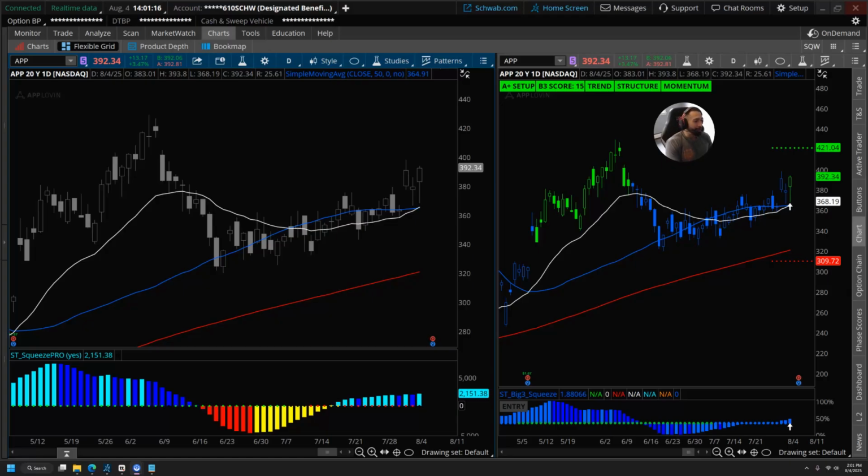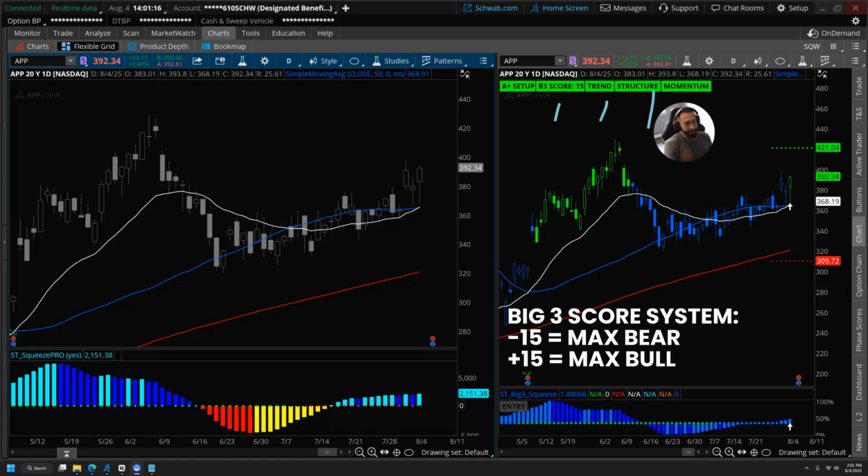That's my checklist, and for the daily squeeze here on APP, we have a green momentum label, a green structure label, and a green trend label. Green is bullish. That tells me things are pretty well aligned here for a move higher. And like I mentioned, 15 different things I'm looking for. That's my Big 3 score system. That label says Big 3 score of 15. I've got everything I'm looking for.